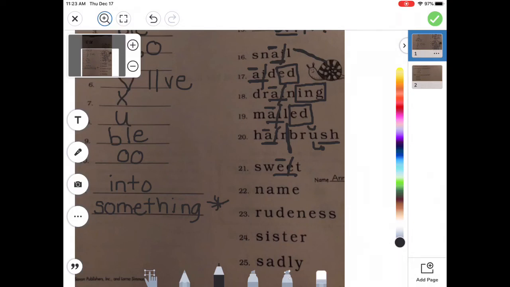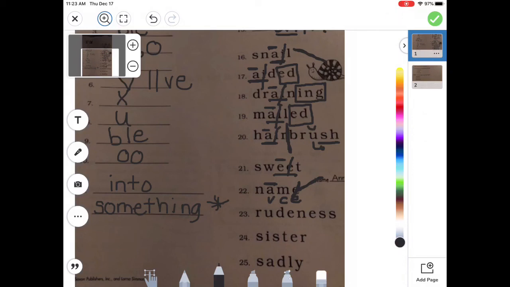What do you notice about number 22? That's right, it's got a vowel, consonant, E. So that A has to be long, and that sneaky E is silent, okay? So aim, name, very good. And if you look, it's showing somebody's name at the top of the paper next to it.